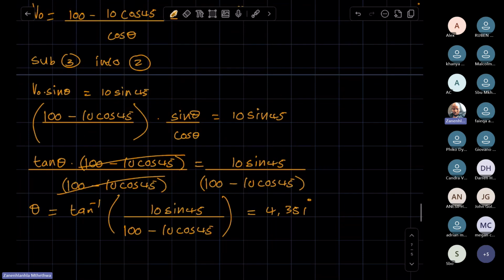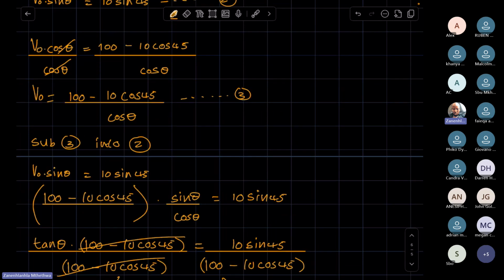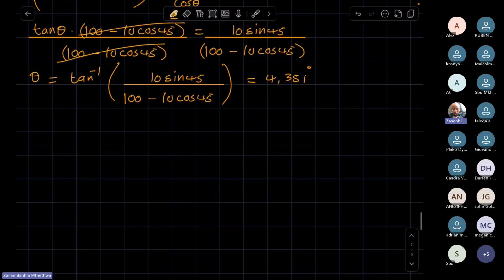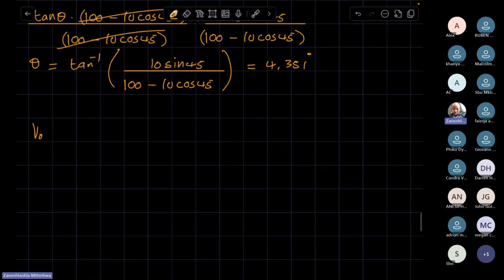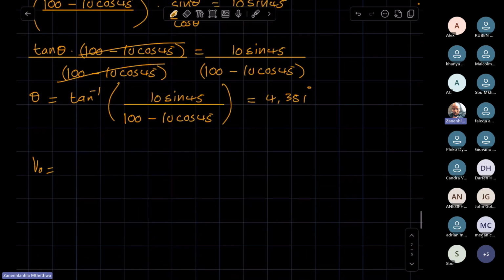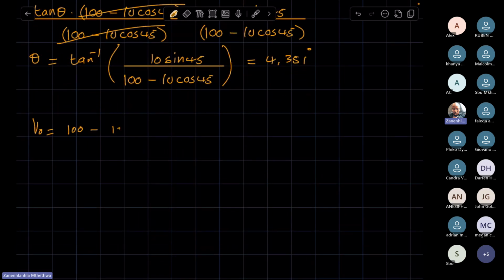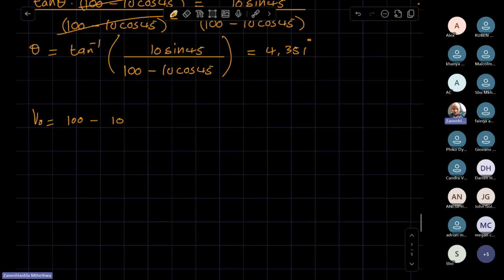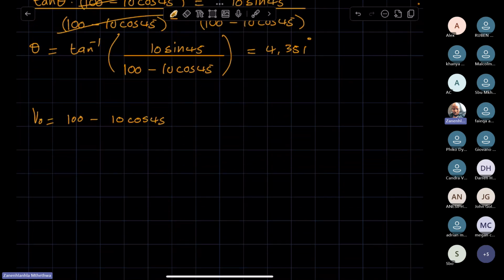Right. So you have theta. Once you have theta, remember that for 1.3.1, you are looking for VO. So calculating VO, you simply substitute theta here. To calculate VO, VO is equal to 100 minus 10 cos 45 divided by cos theta. Theta is 4.351. What do you get here?